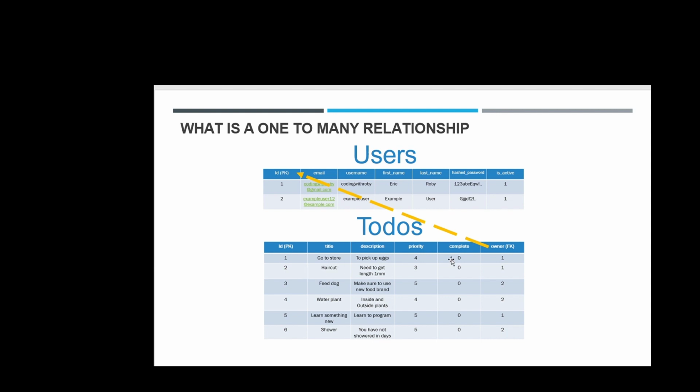So we just add the owner column in the to-dos table, and now it's mapped to ID. And you can see that now in the owner column we have just the values 1 1 2 2 1 2, which means that 1, in this case, is the owner of this to-do. This is the user with the ID 1, Coding with Robbie. The first name is Eric and the last name is Robbie.